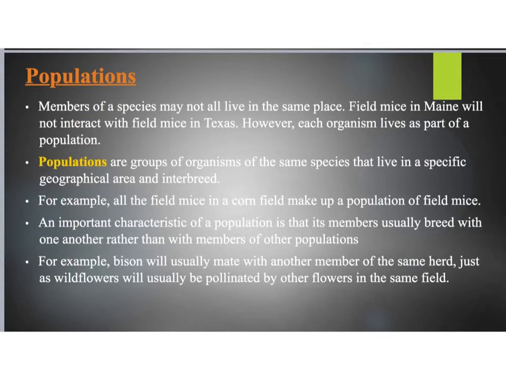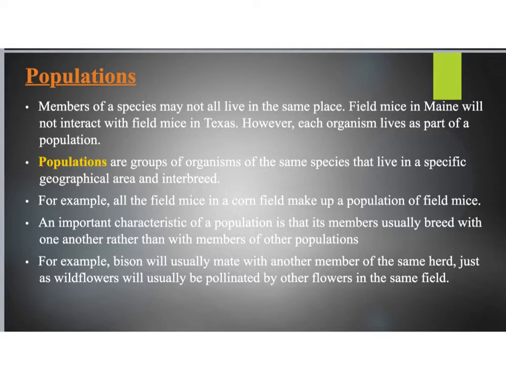A population, on the other hand, is a member of the species that may not live in the same place. So if we describe all field mice in Maine, they would not interact with field mice in Texas. However, they are part of the same population of field mice in America. Populations are groups of organisms of the same species that live in a specific geographical area and interbreed. For example, all the field mice in a cornfield make up a population of field mice.